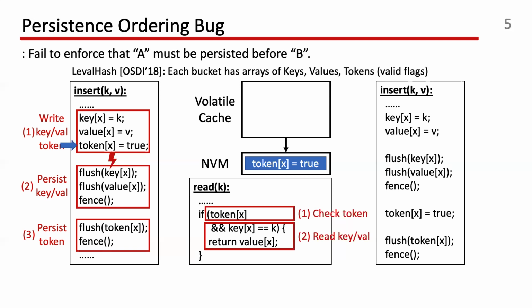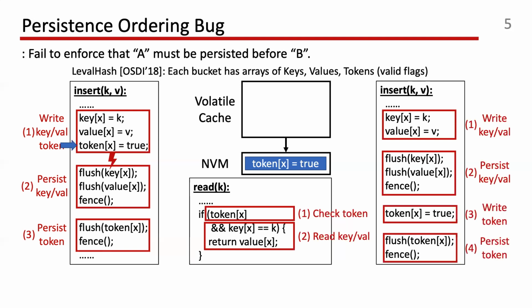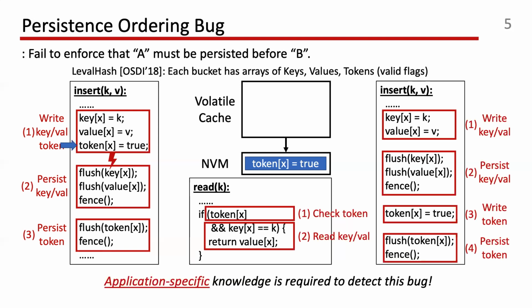The root cause of this bug is the incorrect persistence order. The right figure shows the fix. It first writes the key and value and then persists the key and value. After that, it writes the token and then persists the token. In this way, when the token is persisted, the key value must also be persisted. Here, I need to emphasize that it requires application-specific knowledge to detect such bugs.